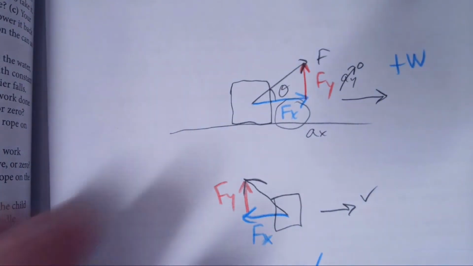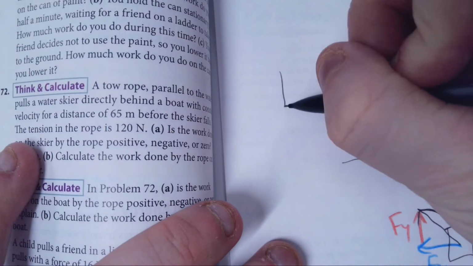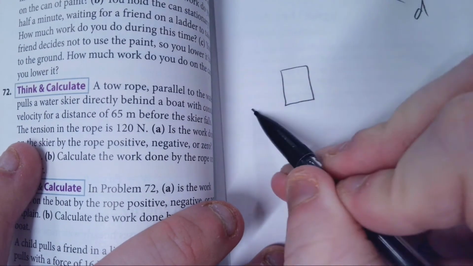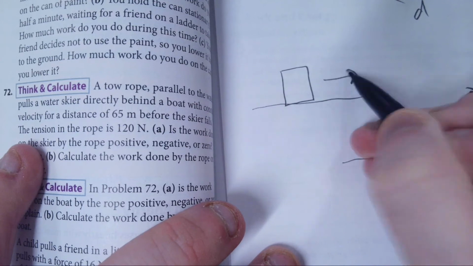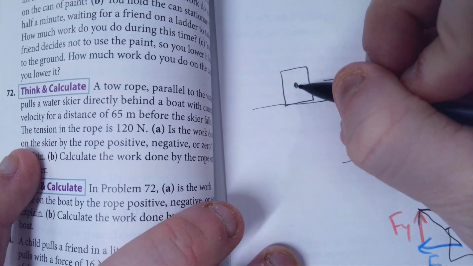Now, in order to get no work, in this example, let's say we're still moving to the right, the force would have to be perpendicular.